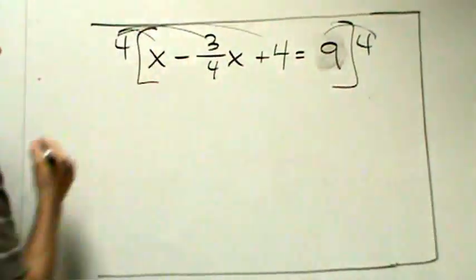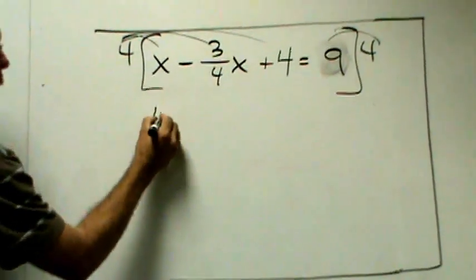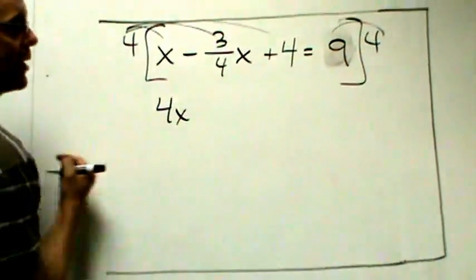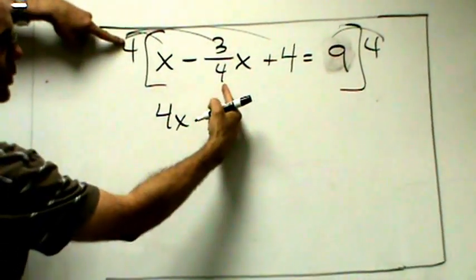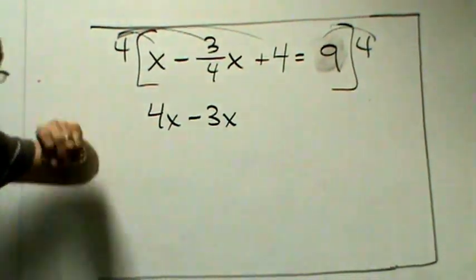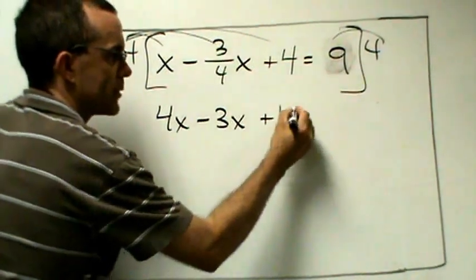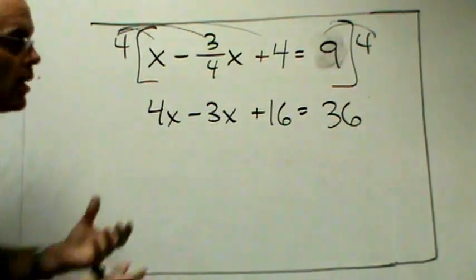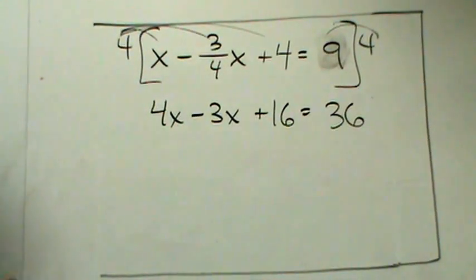That's my only denominator. And I'm going to take every term up here times the 4. So I remind myself with those humpity bumps. 4 times x is 4x. 4 times the -3/4 x. Remember, the 4's reduce here, so all you're left with is -3x. Be careful here. 4 times 4 is 16, and 4 times 9 is 36. Solve it now just like the previous problem.